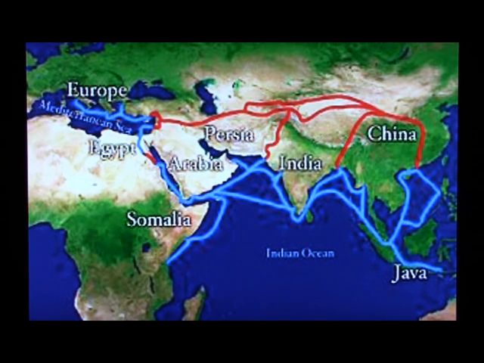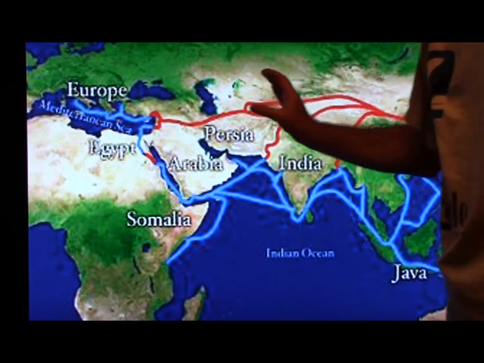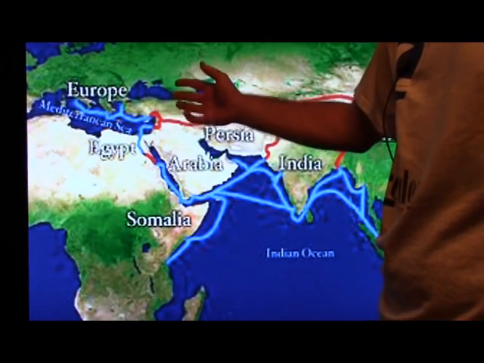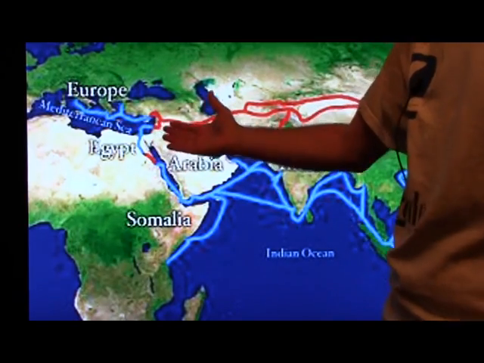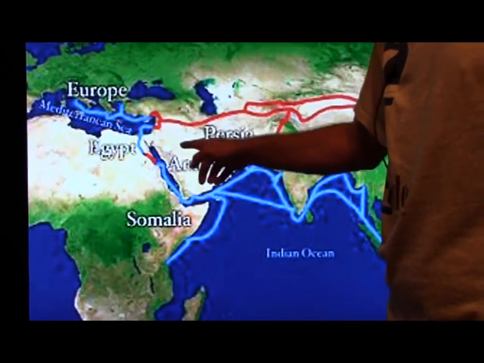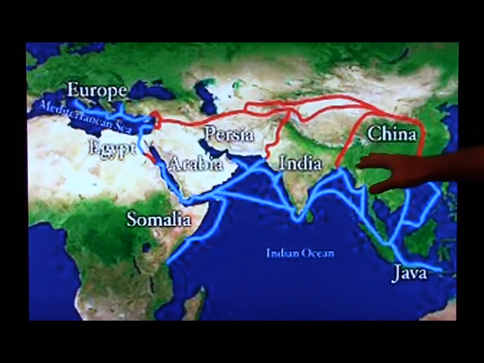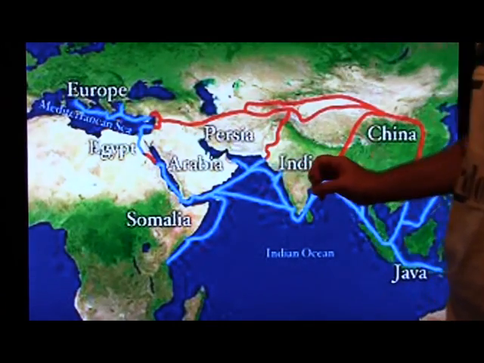So the key to this whole operation was that the products that were made in the East all had to make their way to this critically important region right here on the shores of the Mediterranean Sea. So this region is critically important. It stood at the crossroads between the two worlds of Europe and China. It was the crossroads of trade between these two worlds.